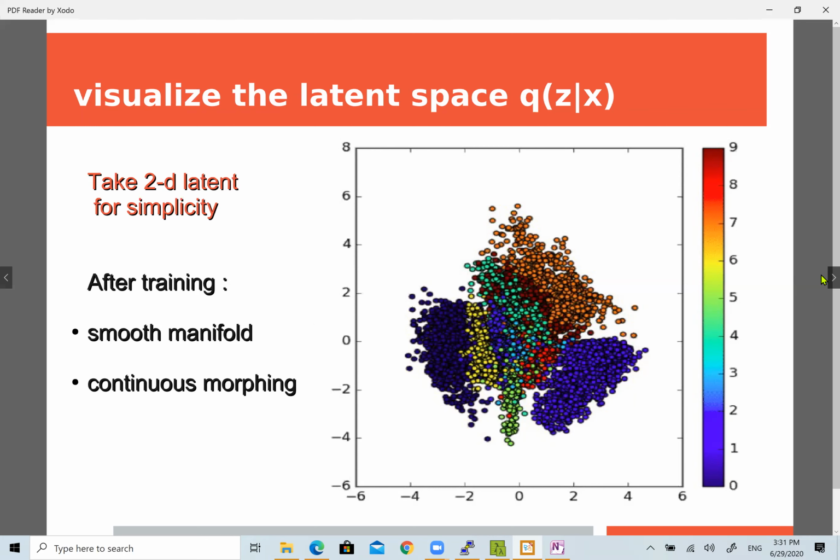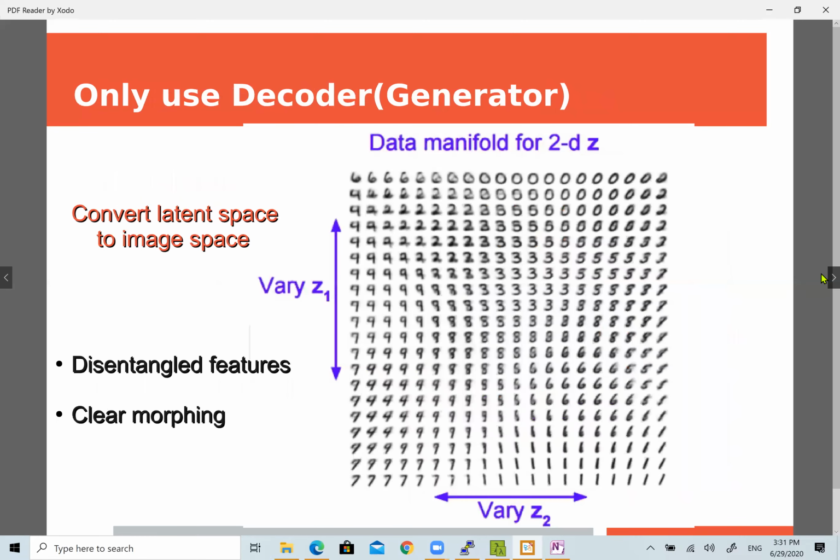And some more results, like here. This is trying to demonstrate that morphing much more clearly. You just convert the latent space to the image space, but you generate your latent code on a grid, right? Suppose we only have a two-dimensional latent space, and you vary Z1 and Z2 on the grid, and by varying each grid point, you generate what the handwritten digits look like. In the end, you will have this kind of morphing.